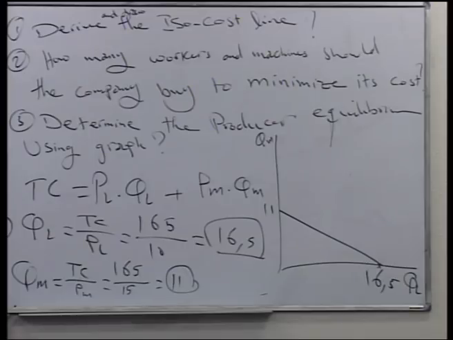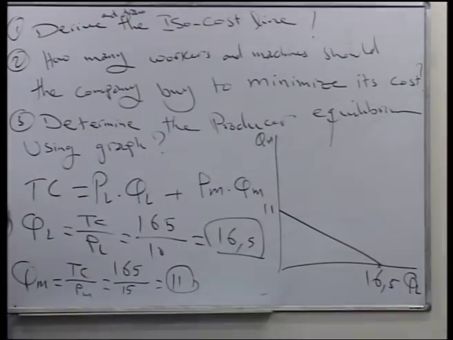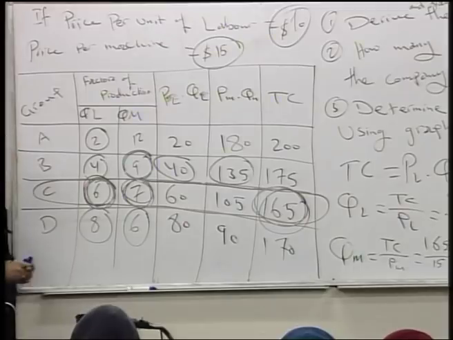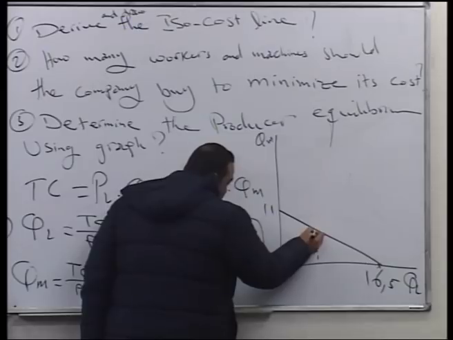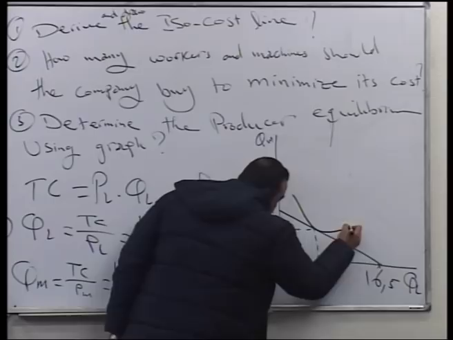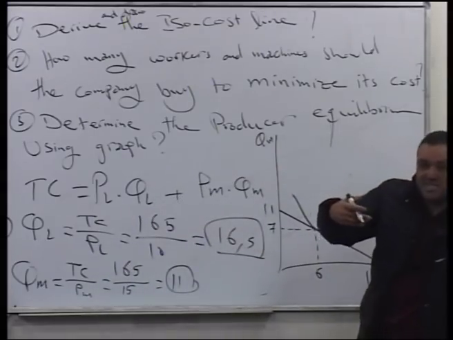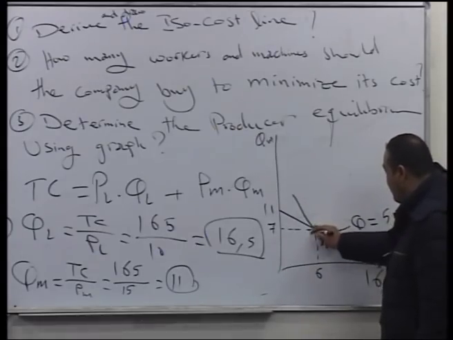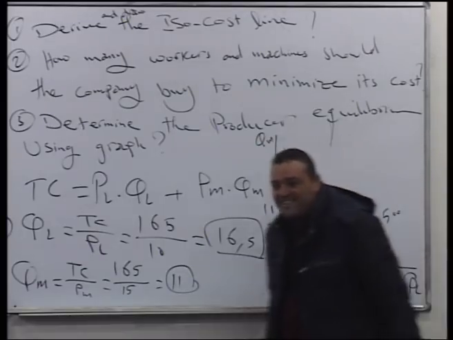The producer equilibrium occurs when we recruit 6 workers and 7 machines. So 6 workers here and 7 machines. So this is the equilibrium. The quantity produced, let us assume as an assumption, is 500 units. This is the equilibrium point here. Okay? Thank you.